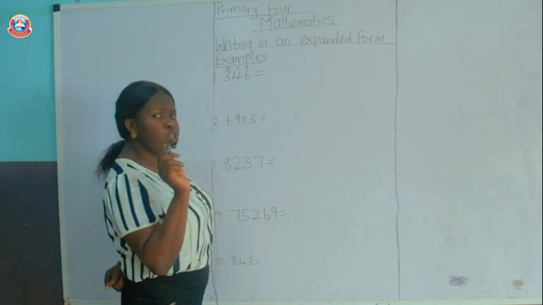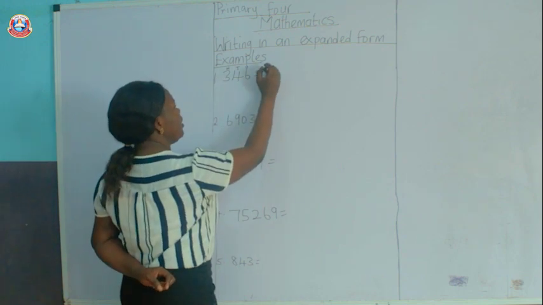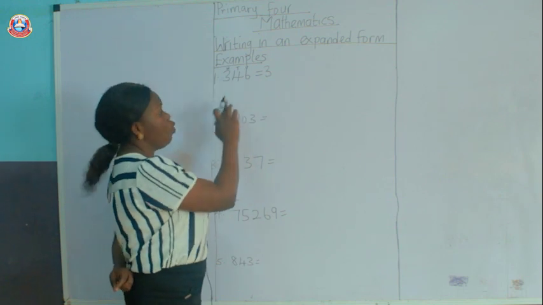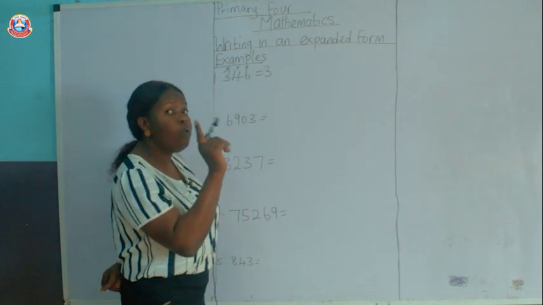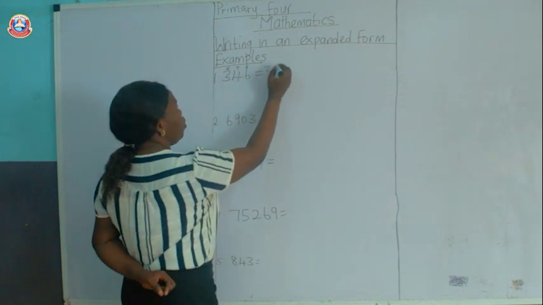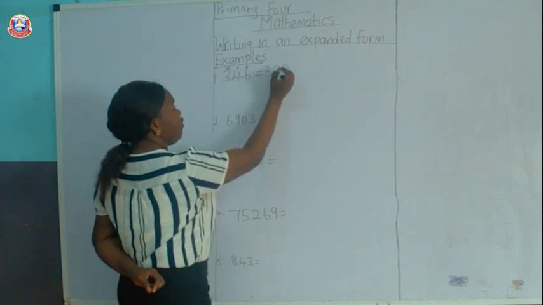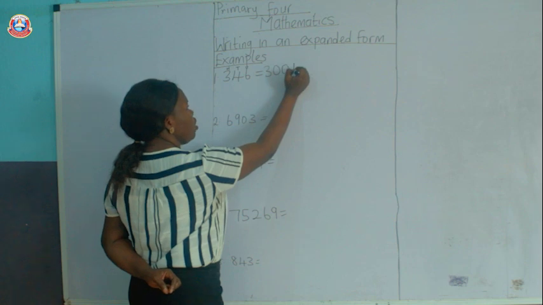The first thing you should do, now pick the first digit, 3. I write my 3 here. How many figures after the 3? 1, 2. Change those two figures to 0, 0. Do you understand me? Change it. Now let's change it 4. You change it to 0. Change the 6 to 0. Here I have 300. 300 plus.